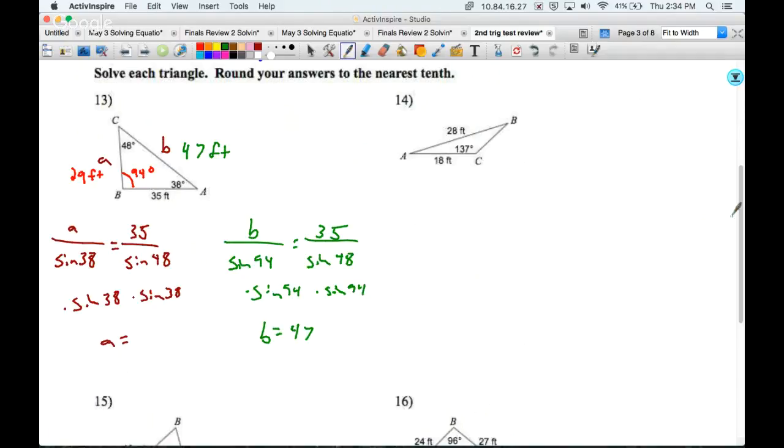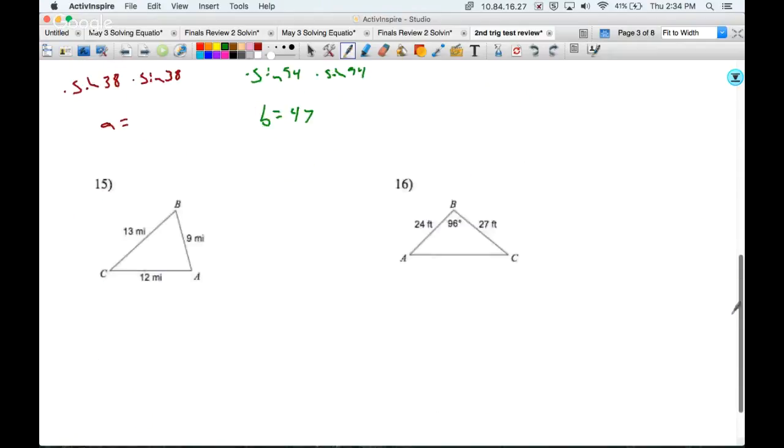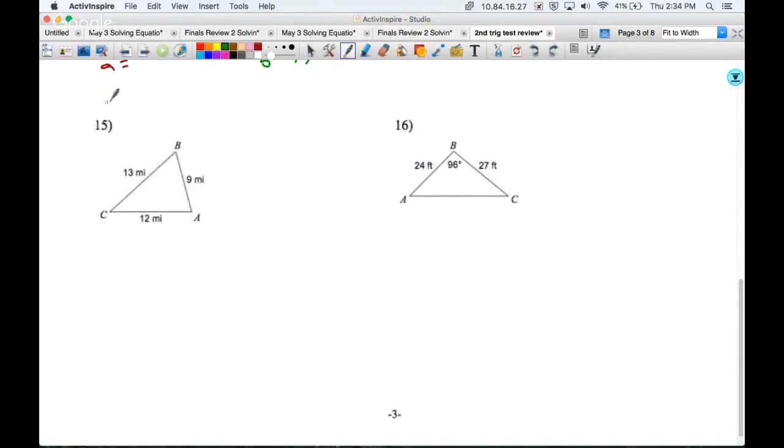We can do law of sines with number 14. We can't do law of sines with number 15. We don't have an angle. The only option is to use law of cosines. So I can pick any angle that I want to solve for. I'll solve for A. Let me copy down my formula. A squared equals B squared plus C squared minus 2BC cosine capital A. And now fill in what I have. This is little a, this is little c, this is little b.